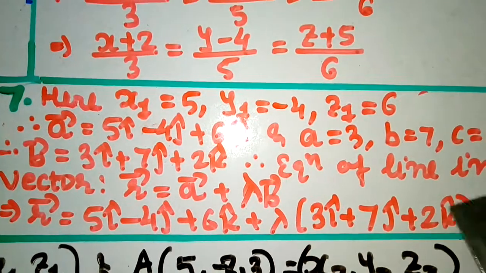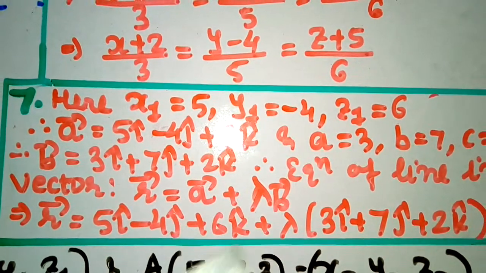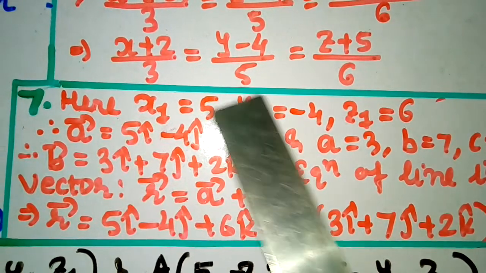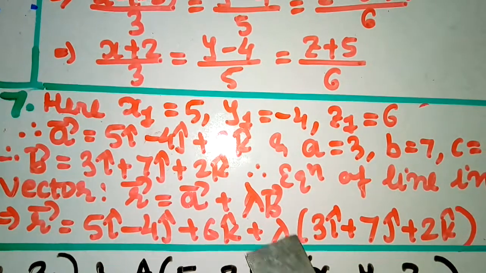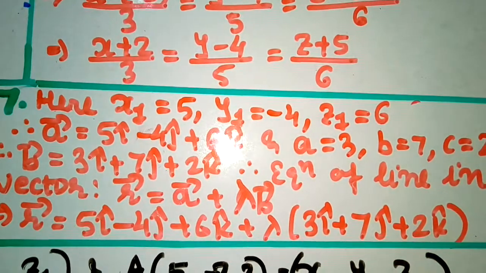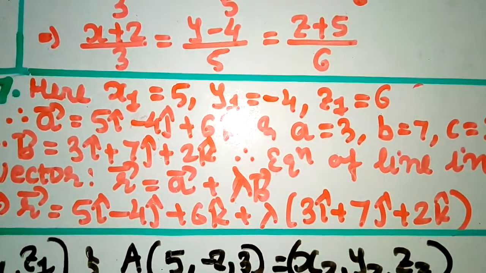Therefore, the equation of the line in vector form: the formula is vector r equal to vector A plus lambda into vector B. So vector r equals vector A, which is 5i minus 4j plus 6k, plus lambda times vector B, that is 3i cap plus 7j plus 2k cap. So we are writing the given equation of the line in vector form.